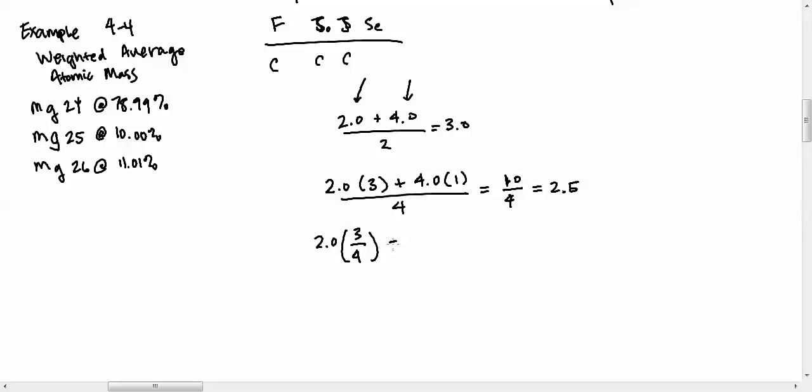And over here I have a 4.0 times 1 divided by 4, which kind of makes sense because 3/4 is really 75%, right? And I wrote it as a decimal, but you know, I could write it as 75 with a percent sign. And then over here I have 4.0, which is only 25%, because that's what 1/4 is.